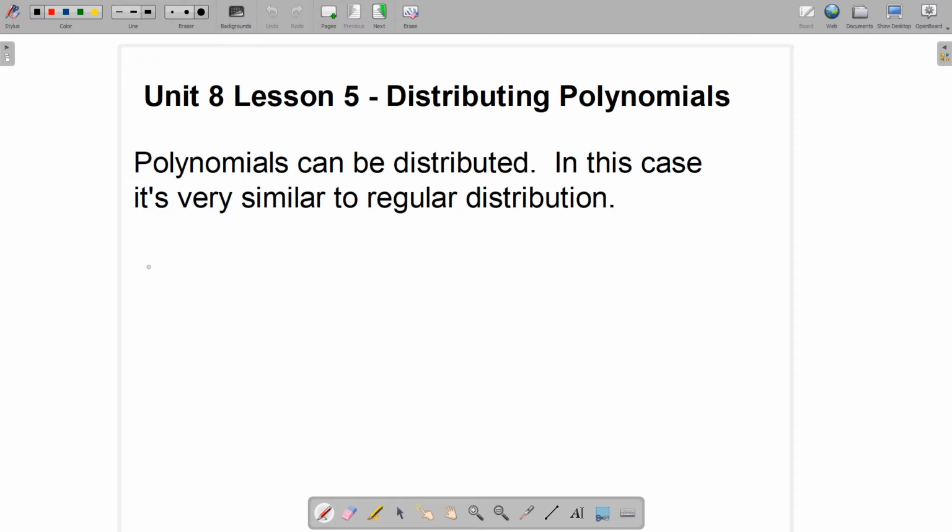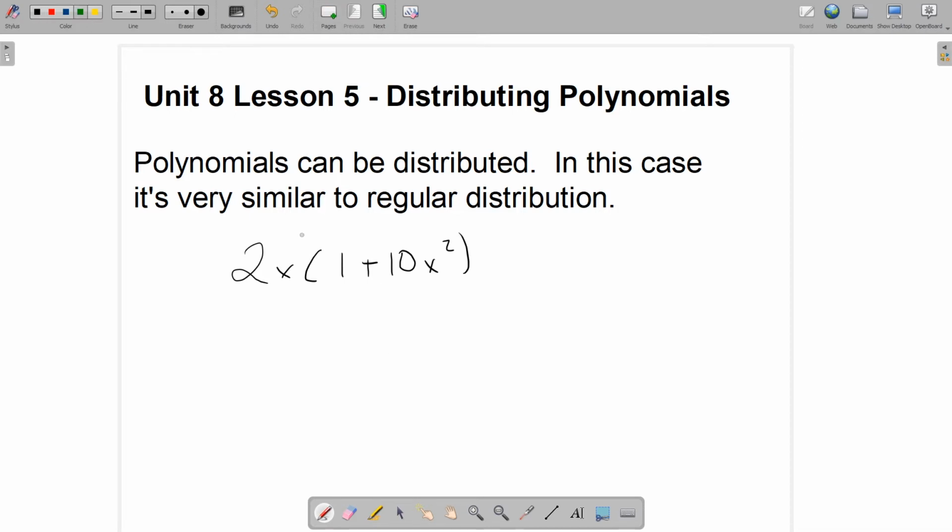So let's take a look at an example. Let's start with something that's relatively simple. Let's start with, say, 2x on the outside. And then on the inside, let's say we have 1 plus 10x squared. So this 2x that's on the outside, just like any regular number, can distribute to both things inside.